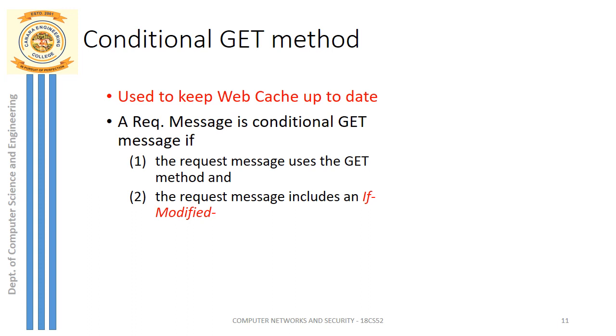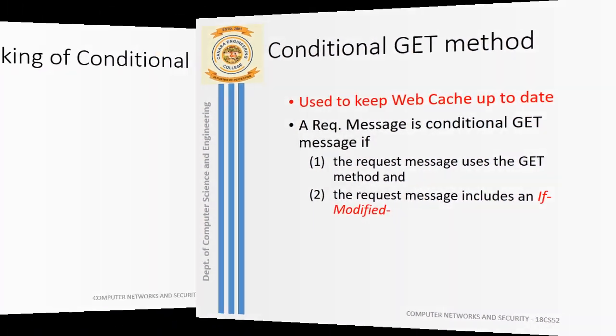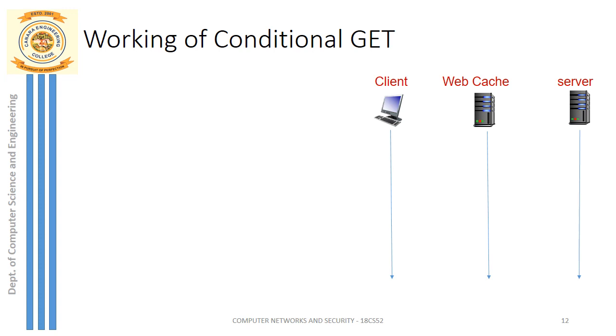A request message is a conditional GET message only if the request message uses the GET method, and the request message must include a header line with If-Modified-Since. So if these two things are there in the GET method, then only we say it is a conditional GET. We will see the working of the conditional GET method with an example.